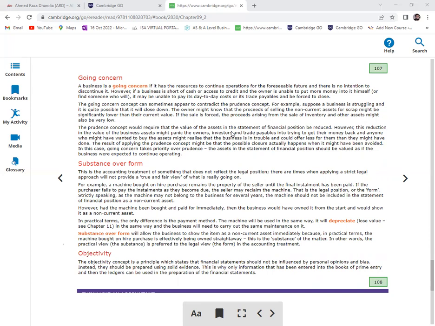The next concept is substance over form. There is something called legality, and there is something called accounting concepts. Legality means legal provisions. Law says that if you own an asset, you should record it. Accounting says if you are using an asset, you should record it. There's a conflict. Law is saying legal ownership, accounting is saying economic benefits. There's a conflict between law and accounts.